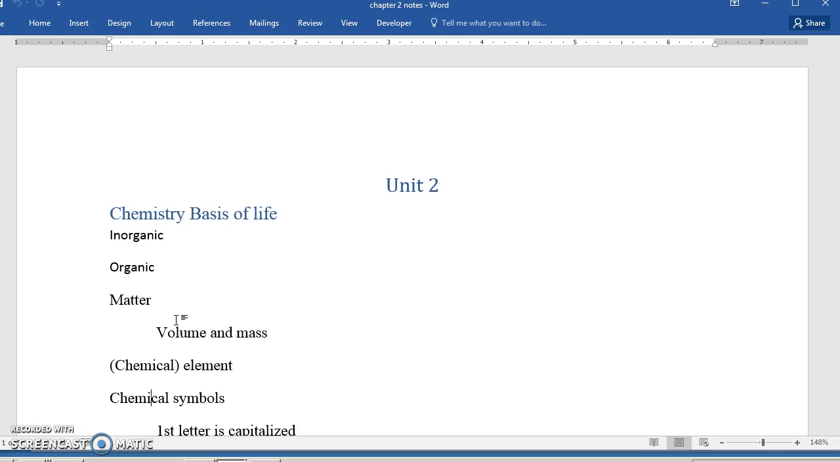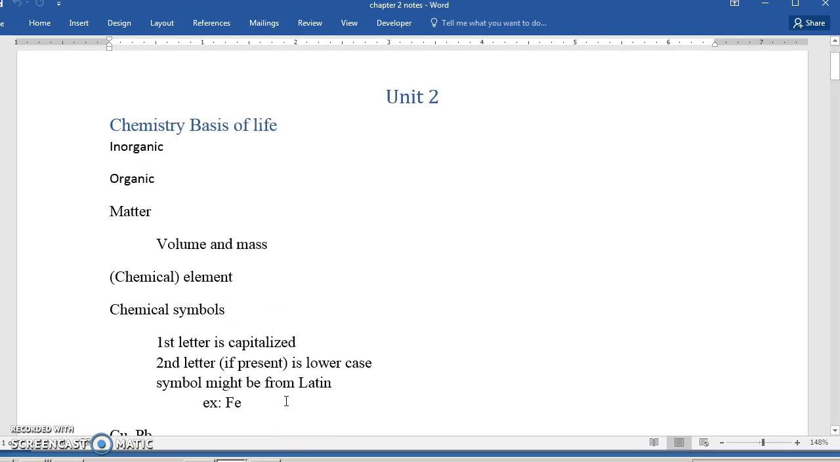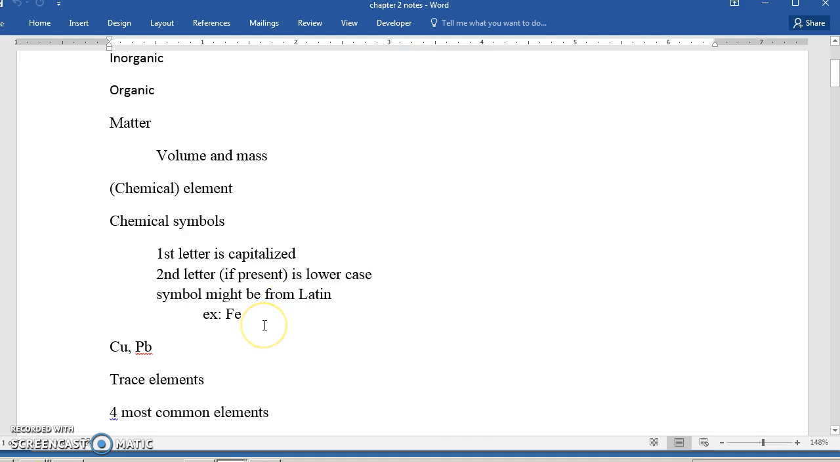Chemical symbols. With the chemical symbols, we're going to be looking at a periodic table in just a little bit, but in a chemical symbol, there will either be one letter or two letters. The first letter is always capitalized. If there is a second letter, it's always lowercase. Some of the chemical symbols are from Latin, and so when you look at the chemical symbol, it doesn't seem to be connected with the name. But I've got three examples, and these actually come from the Latin.